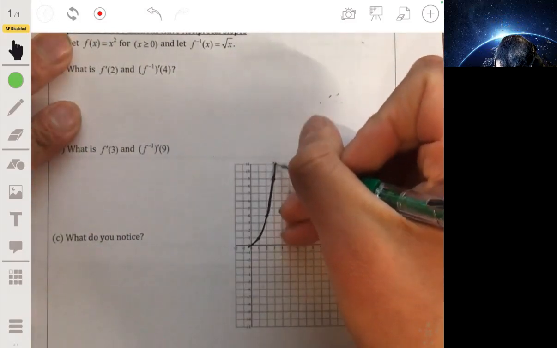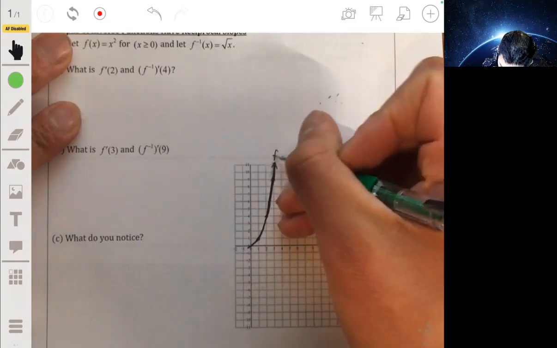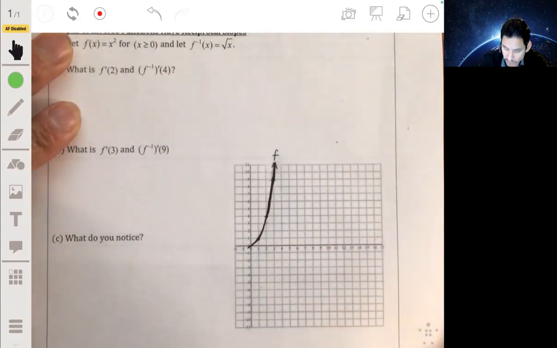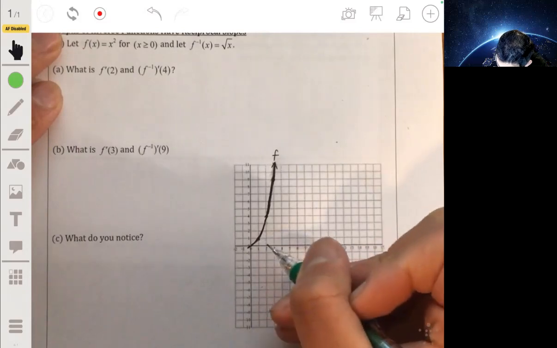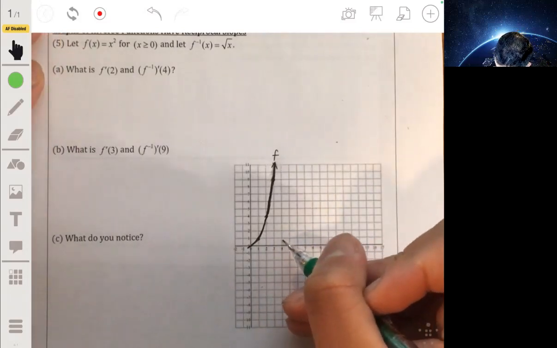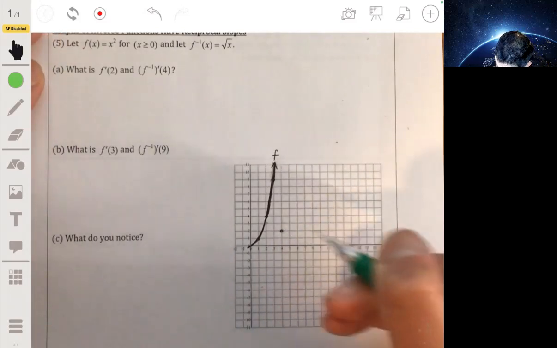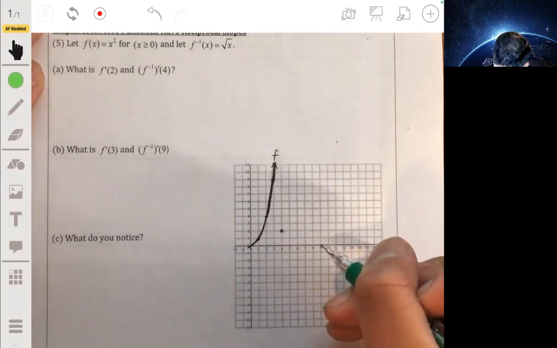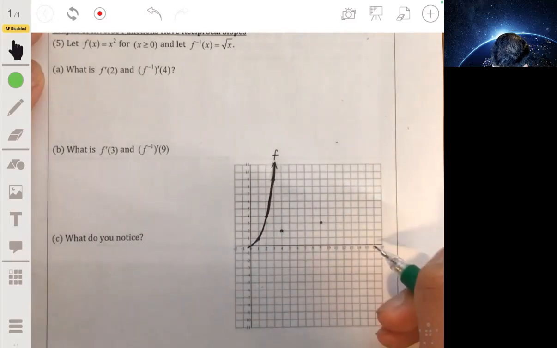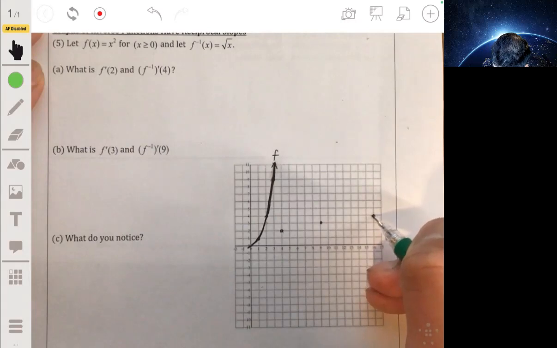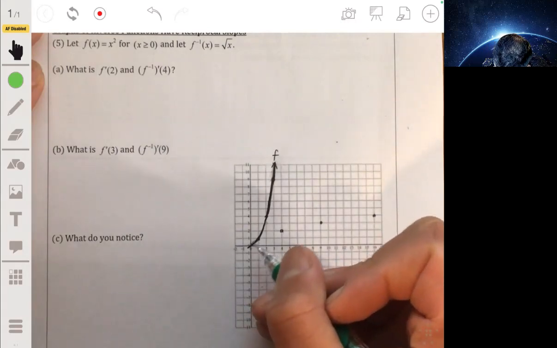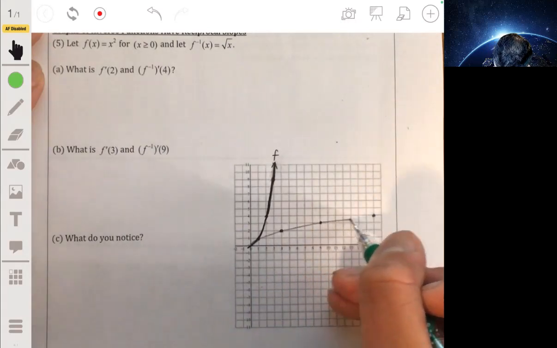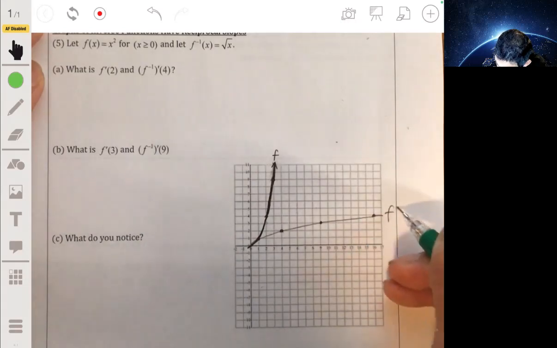There's f. F inverse, or the square root of x function, will be going through (1, 1), (4, 2), (9, 3), and then (16, 4). So there you go, f inverse.